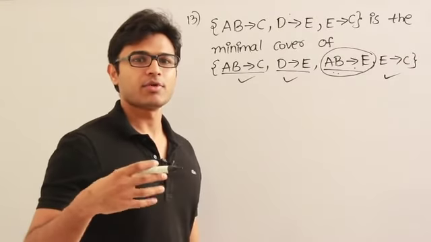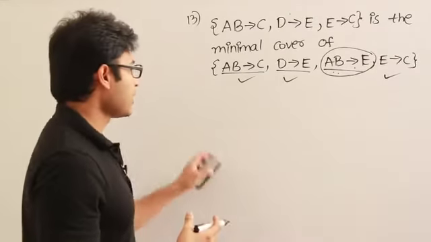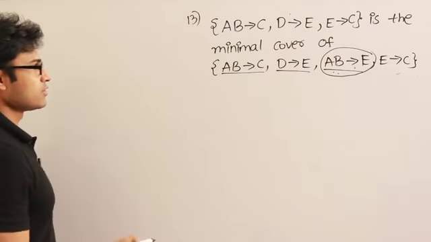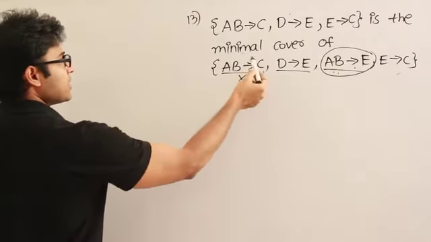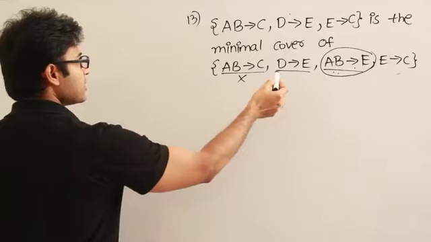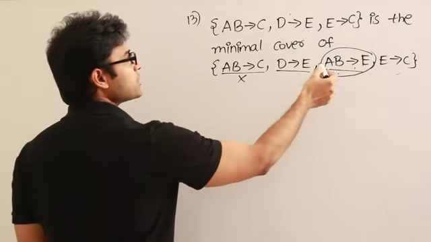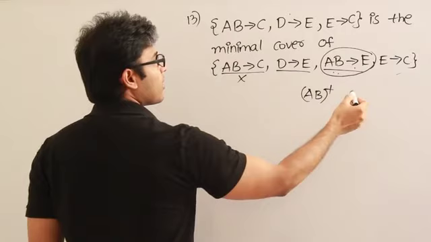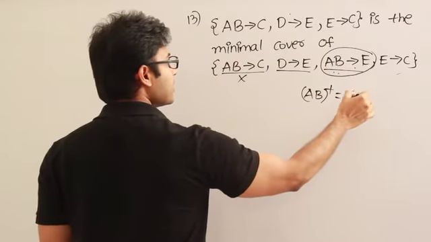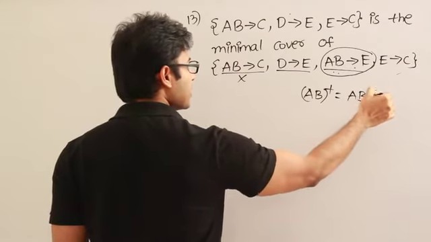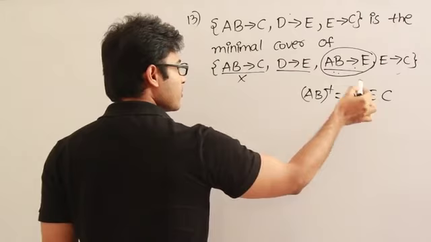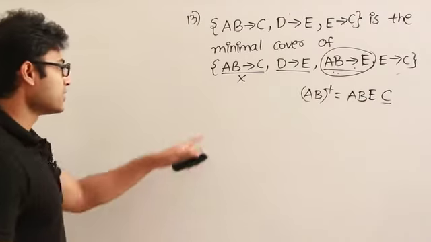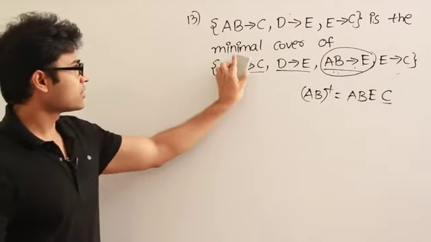So what is the second step? Let's see if any of the productions are redundant. I am trying to minimize this one. Let me see if any of these are redundant. Without this, let me see if AB plus is going to derive C. Without this, AB plus will contain AB, and because of AB I get E, and because of E I get C. Therefore without this I can get C. So this turns out to be redundant, so it is not required.